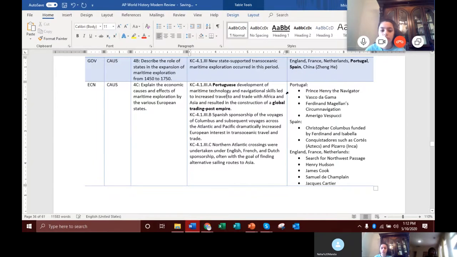Portuguese development. Okay, so Portugal, we have Prince... These are just some of the things that I entered in from his PowerPoints, I think. Prince Henry the Navigator. We have Vasco. He found the route.